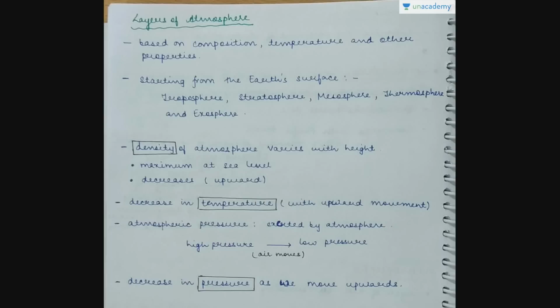Now, the layers of the atmosphere. The details, with the figures and the detailed description of what happens in each layer, we will be covering in the senior classes. For the time being, just understand that based on the composition, temperature and other properties, these are the layers from the Earth's surface. If we start from the Earth's surface, the first is troposphere, then stratosphere, mesosphere, thermosphere and exosphere.